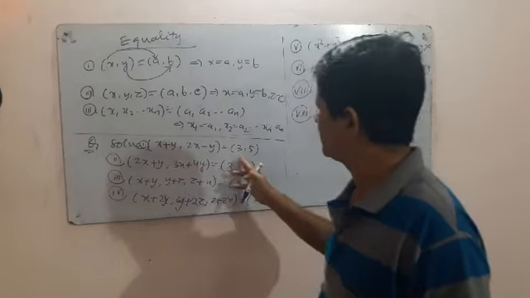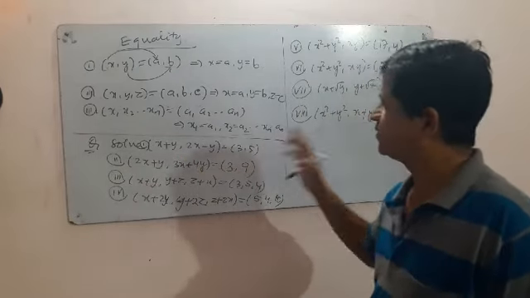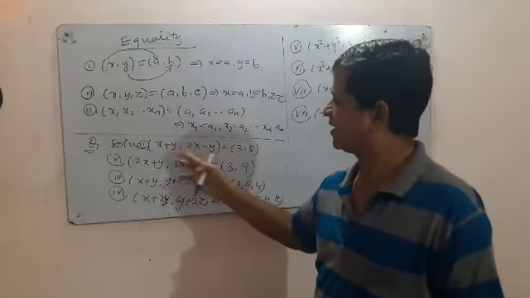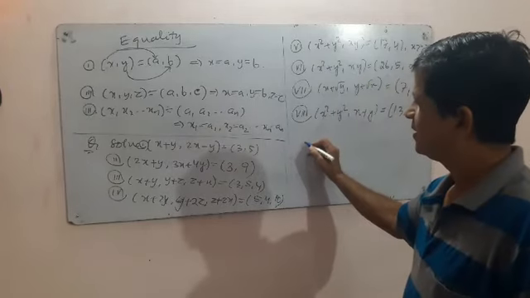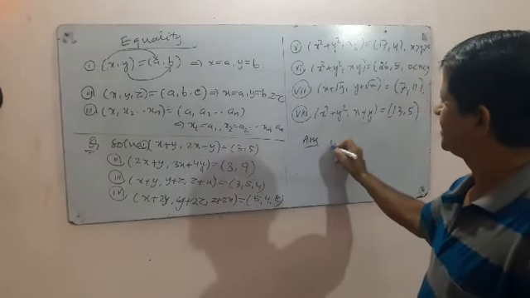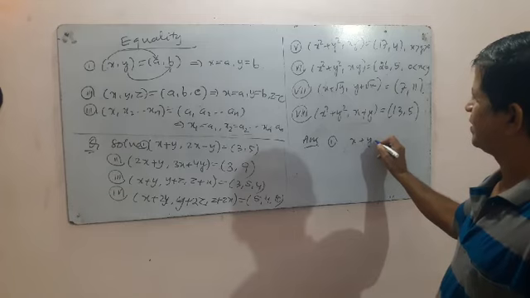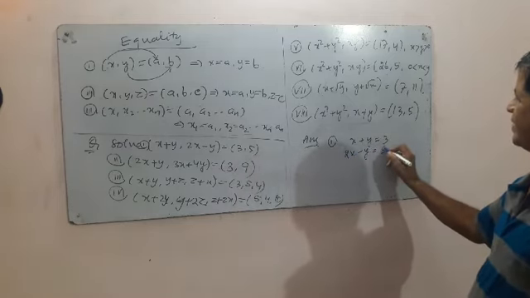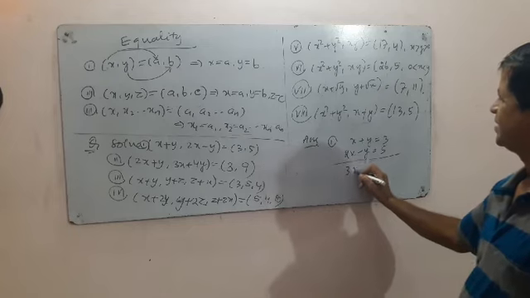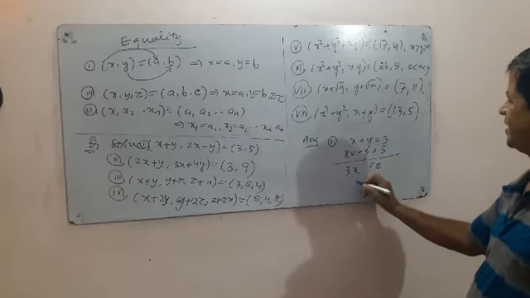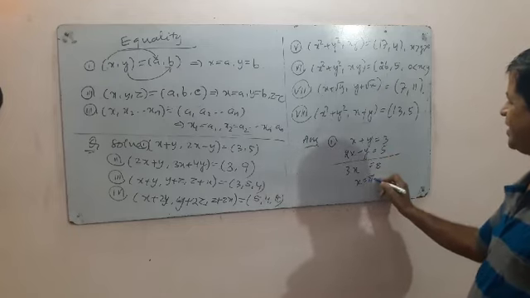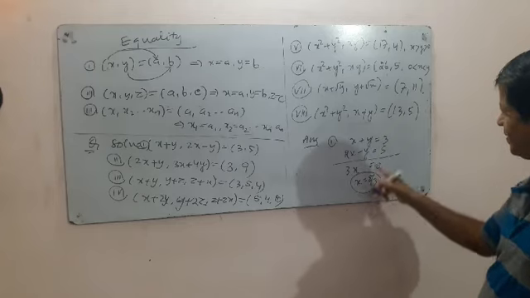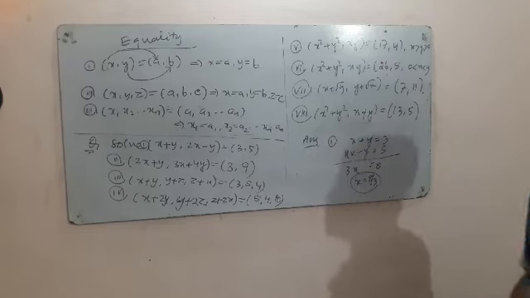Now, what is x plus y? x plus y is equal to 3 and 2x minus y is equal to 5. If you add x plus y and 2x minus y, for the first answer: x plus y equals 3, 2x minus y equals 5. Add these: 3x equals 8, x equals 8 by 3. Put this value in here to get the value of y.